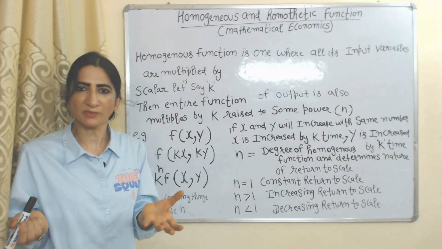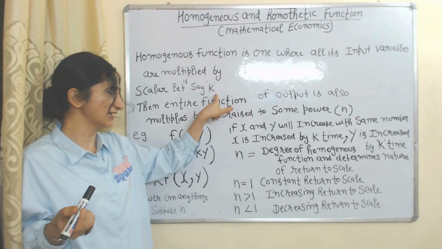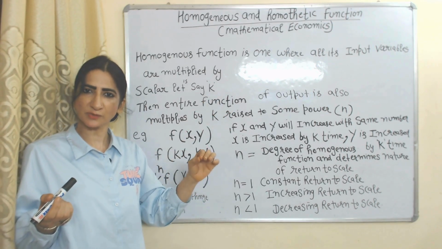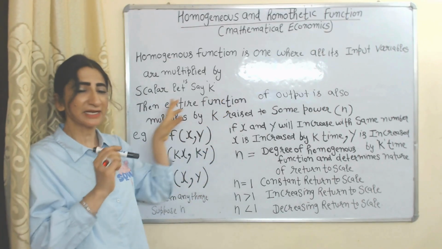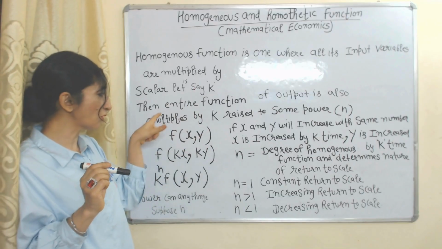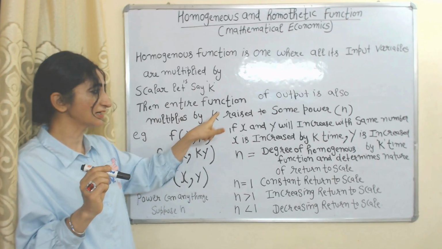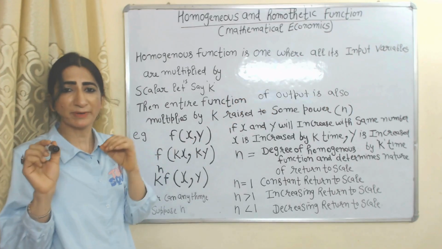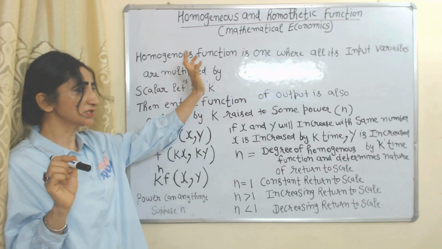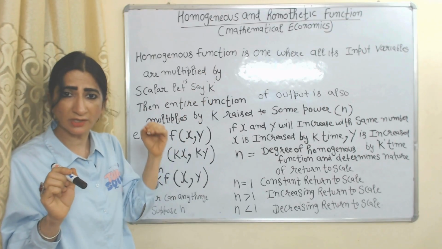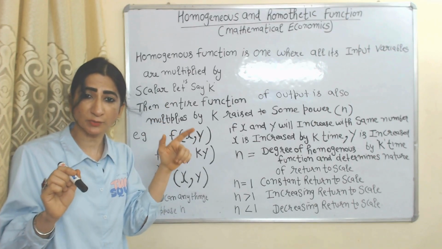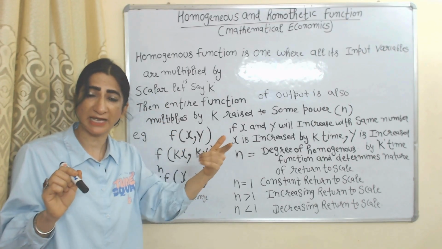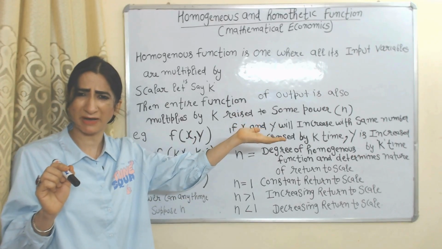Scalar means a single numerical value, for example k. Homogeneous function is one where all input variable are multiplied by k. Then entire output of the function also multiplies by k raised to some power like n. Please listen carefully.